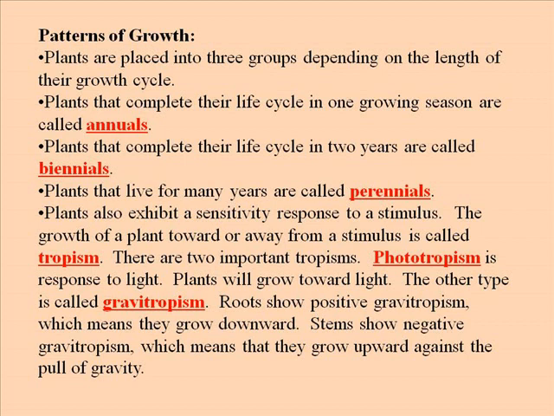The other type of stimulus is gravitropism, and gravi stands for gravity. So roots are going to grow with gravity. That's a positive gravitropism because gravity pulls down. So roots grow with gravity, and your stem and leaves actually grow up against the pull of gravity, so they have a negative gravitropism.